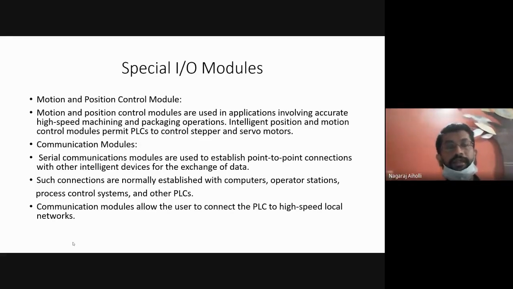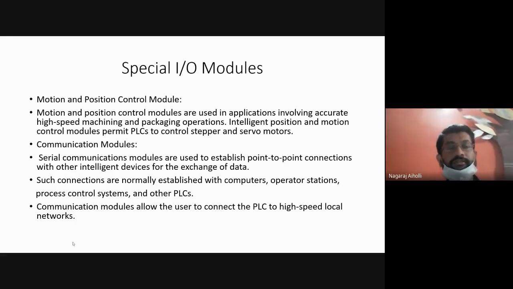Wherever high speed operations are involved, packaging applications are involved, and where high accuracy is needed, in such applications the motion and position control modules are used. These are intelligent position and motion control modules which permit PLCs to control stepper and servo motors.